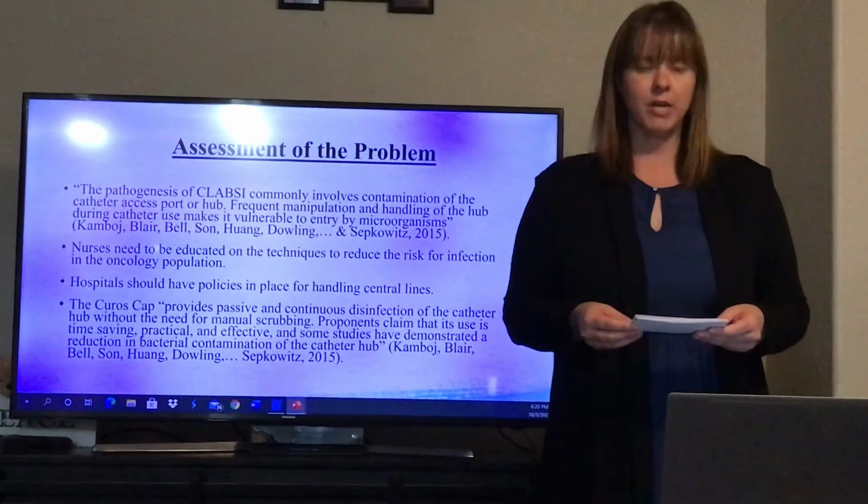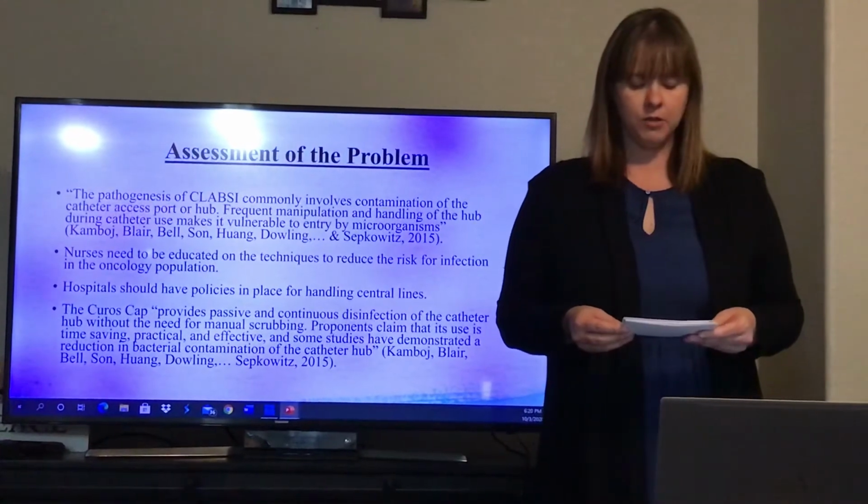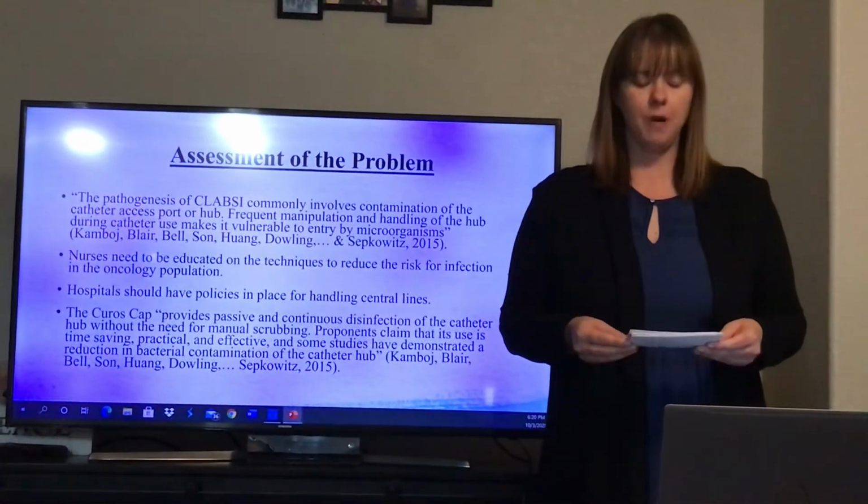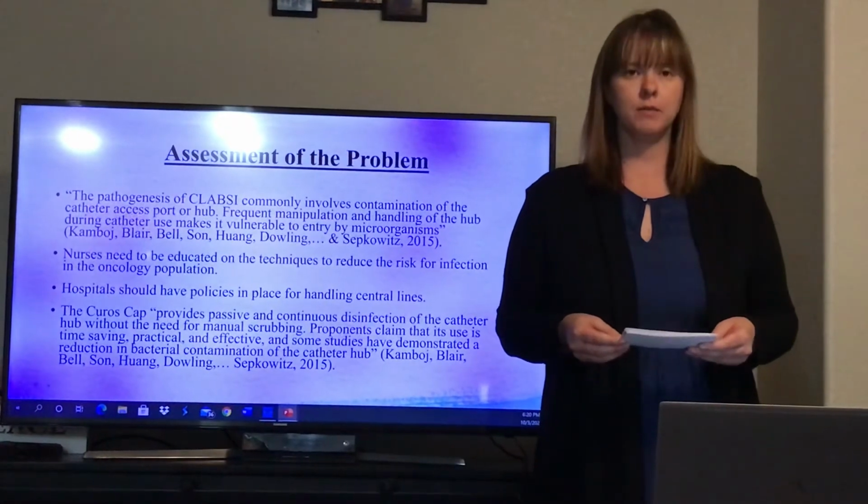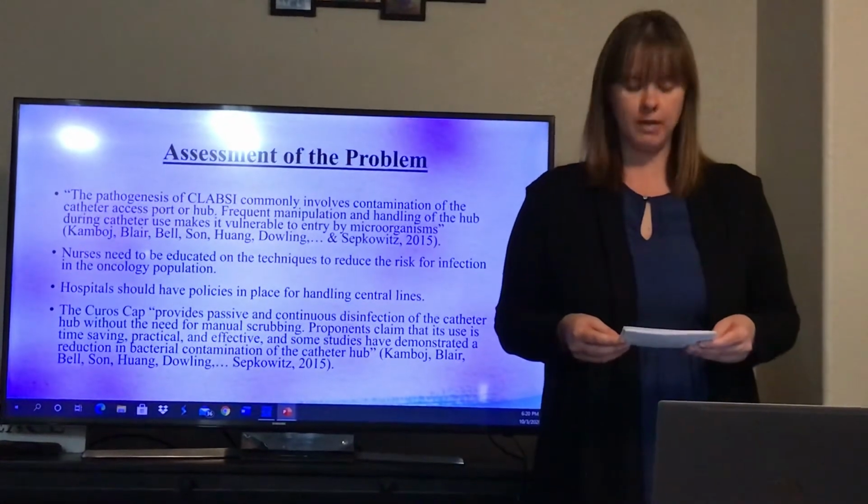Nurses need to be educated on the techniques to reduce the risk of infection in the oncology population. Hospitals should have policies in place for handling central lines.